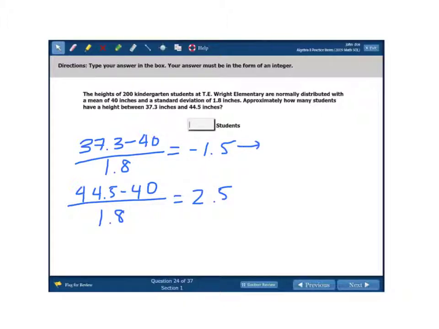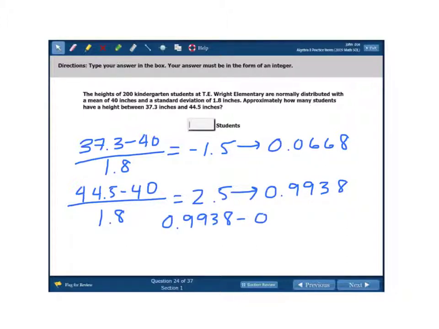Now we're going to look at the probabilities associated with that on the table. This one is 0.0668. Only 6.68% of the kids would have a height of that or below. And this one was 0.9938, so 99.38% of the students would have a height of that or below. Now we're going to subtract them because we want the difference. We want what's between them. What percentage would be included between the two? 0.9938 minus 0.0668 comes out to be 0.927.